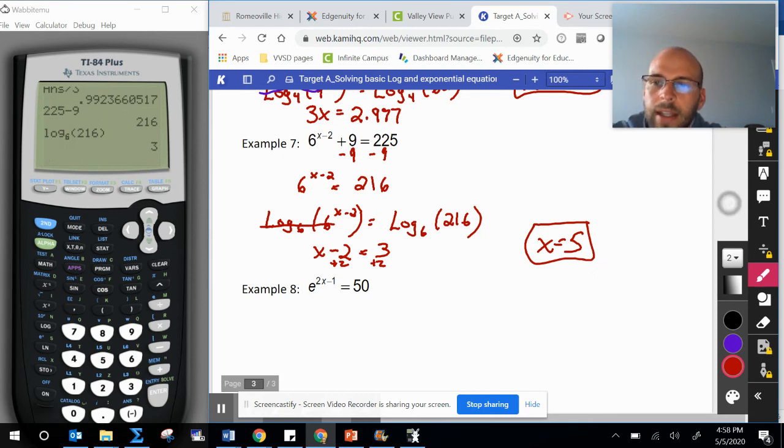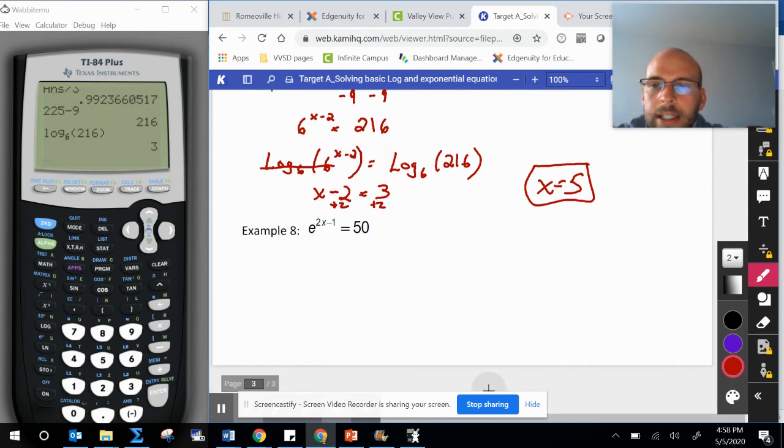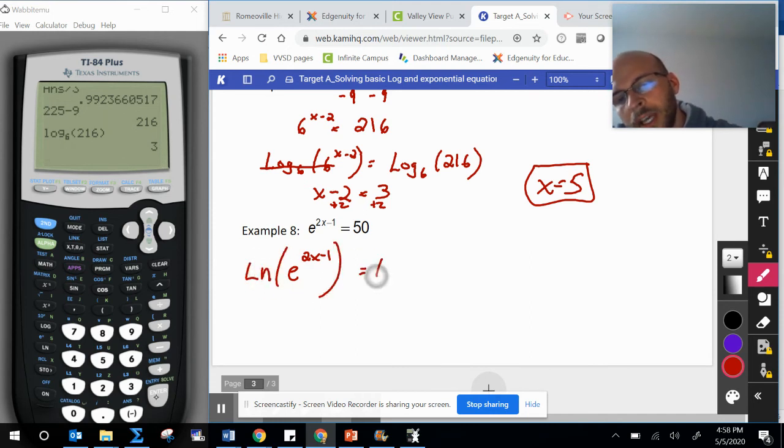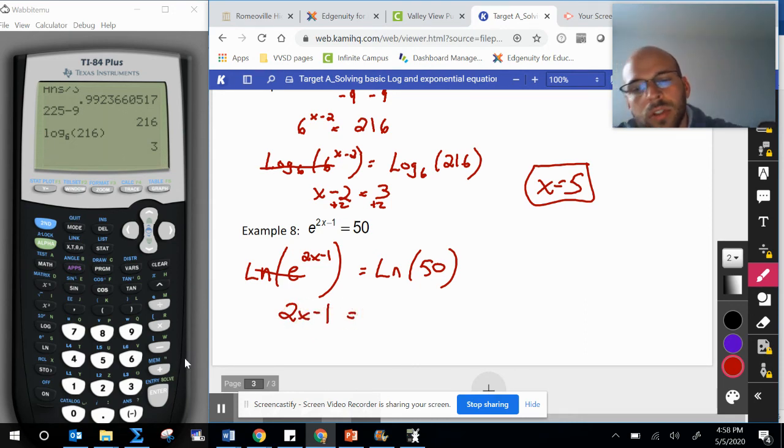Okay. And then the very last question, I put an E in there just to remind you what E looks like. Okay, E is a number. I know it's a letter in the English class, but in math, it's a number. So what we want to do is I want to take that E, and to get rid of it, I'm going to use log of the same base. And the log base E is written as natural log, ln. Now, if you take the ln of E, those cancel. So 2x minus 1 is equal to the ln of 50.